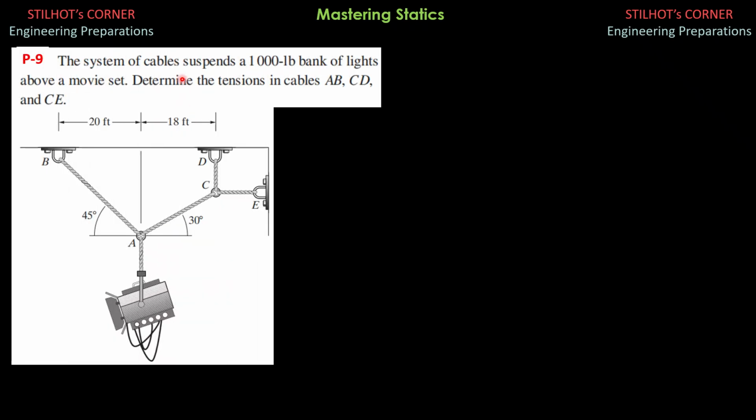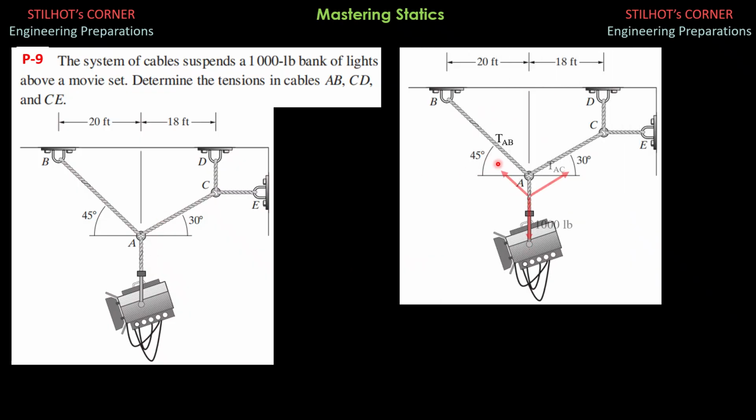Problem 9. The system of cables suspends a 1,000-pound bank of lights above a movie set. Determine the tensions in cables AB, AC, CD, and CE. So this is the figure. Let's draw the free body diagram. So we have the FBD for this part. Then after we solve for tension AB and AC, we proceed to C, and the FBD will look like that.